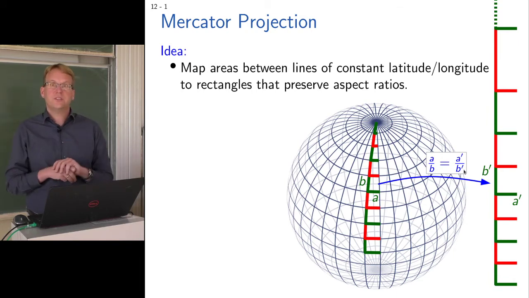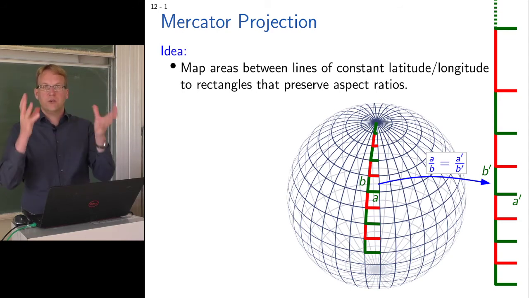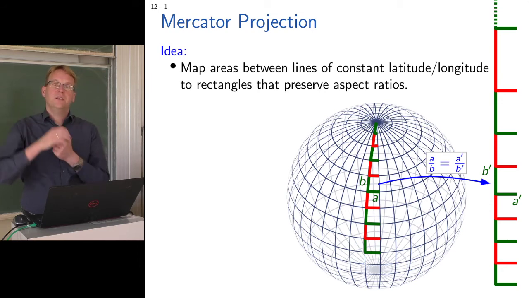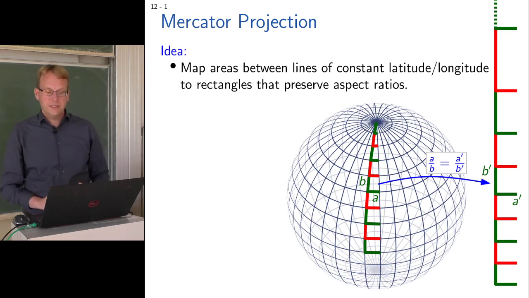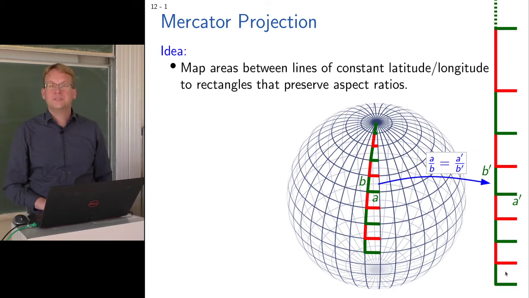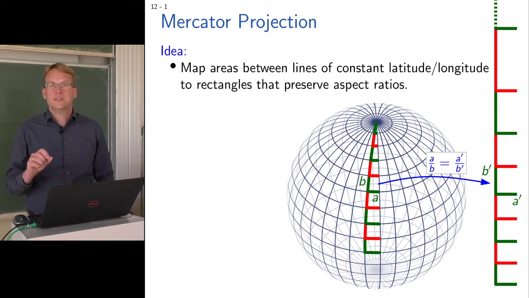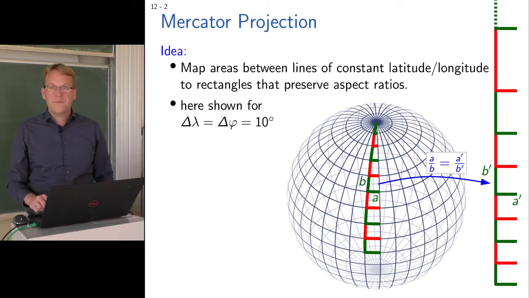And that way you could construct this Mercator projection kind of manually. Take a globe, look at this grid system, and with a ruler you can measure this A and B on the globe, and then you draw these rectangles preserving the aspect ratios of these surface elements. With that manual construction, you would not precisely obtain the Mercator projection. What we did here is look at these surface elements of 10 degree times 10 degree.